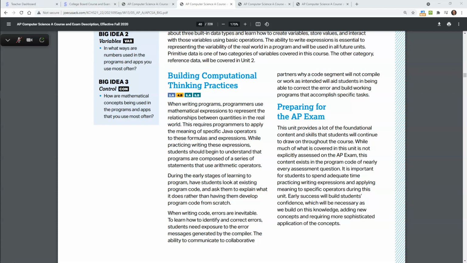It is important for students to spend adequate time practicing writing expressions and applying meaning to specific operators during this unit. Early success will build students' confidence, which will be necessary as we build on the knowledge, adding new concepts and requiring more sophisticated applications of concepts.